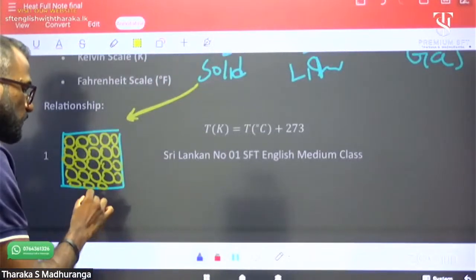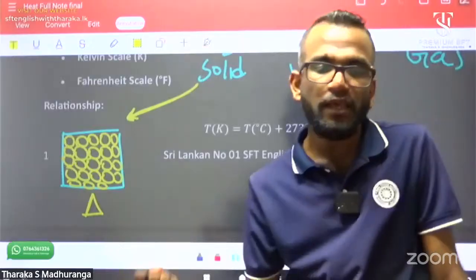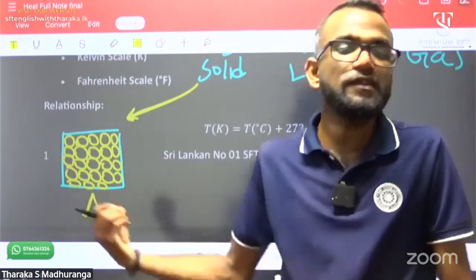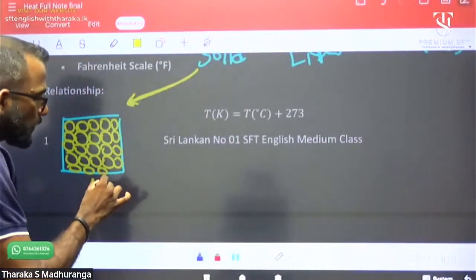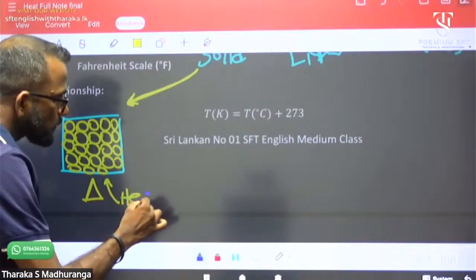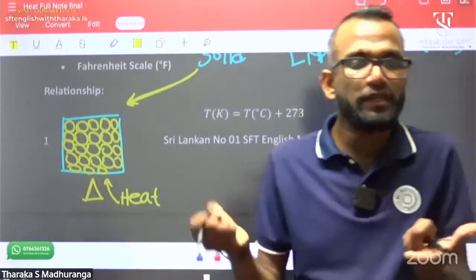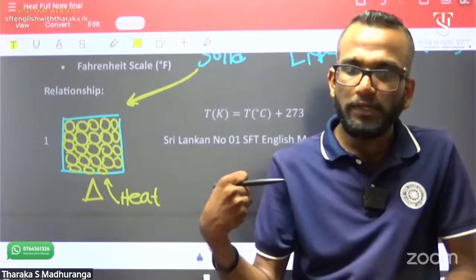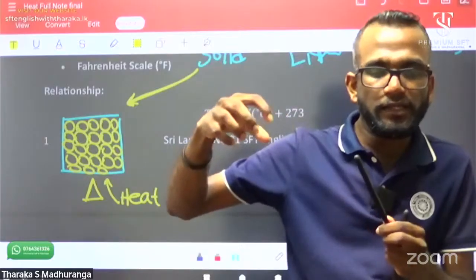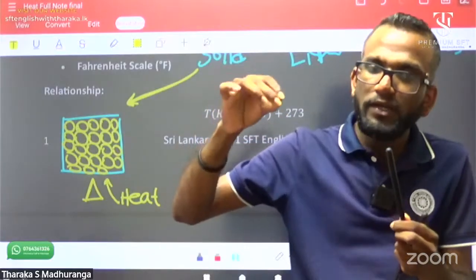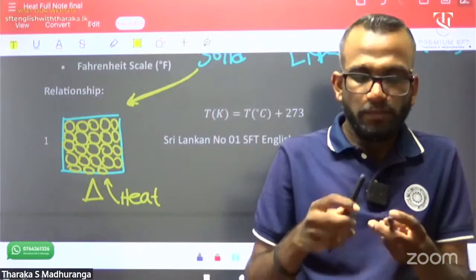Okay, if we provide some heat energy to this solid object, the substance is heating now. Now what happened? Heat energy is absorbed by this substance, this copper solid. Now what happened? This absorbed heat energy converts into the molecules' kinetic energy.